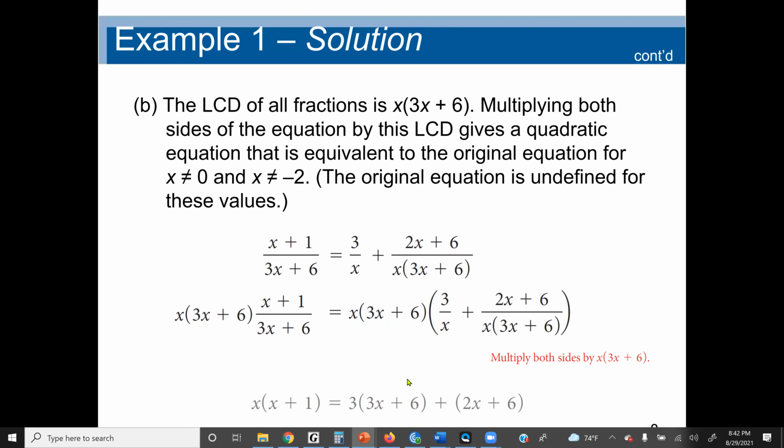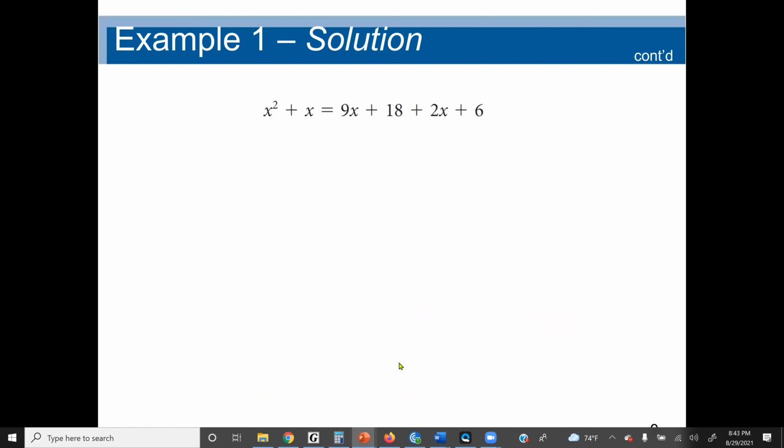Then we can cancel. We cancel 3x plus 6, left with x. So it will be x times x plus 1 equal to, here we have x times 3x plus 6 times 3 divided by x. So only the x will cancel. So we get 3 times 3x plus 6. And here we have x times 3x plus 6 divided by x times 3x plus 6, so they will cancel each other. Then it's left with 2x plus 6. And that's what we have here. The next step, we can remove all the parentheses. So when we remove the parentheses, again, let's go back.